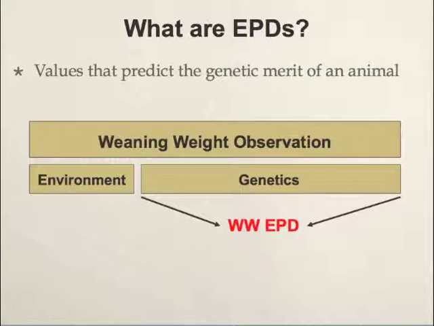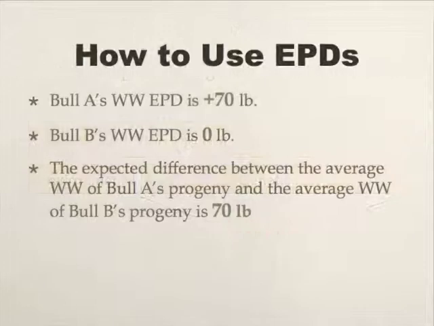And then through our EPD calculations, we're able to identify the genetics that impact that weaning weight observation, and we ultimately calculate a weaning weight EPD for that animal. This is the backbone of EPD calculations: the power to determine how much of an observation is due to environment and how much of it is due to genetics. So how do we use EPDs?